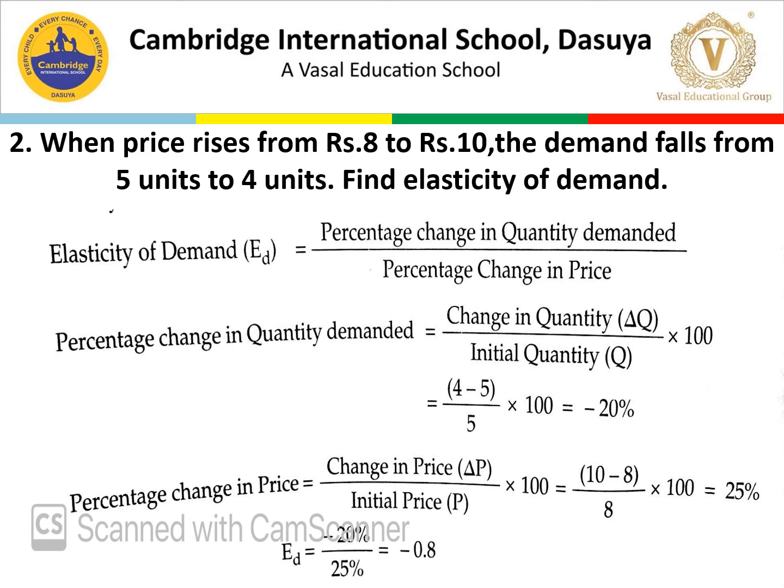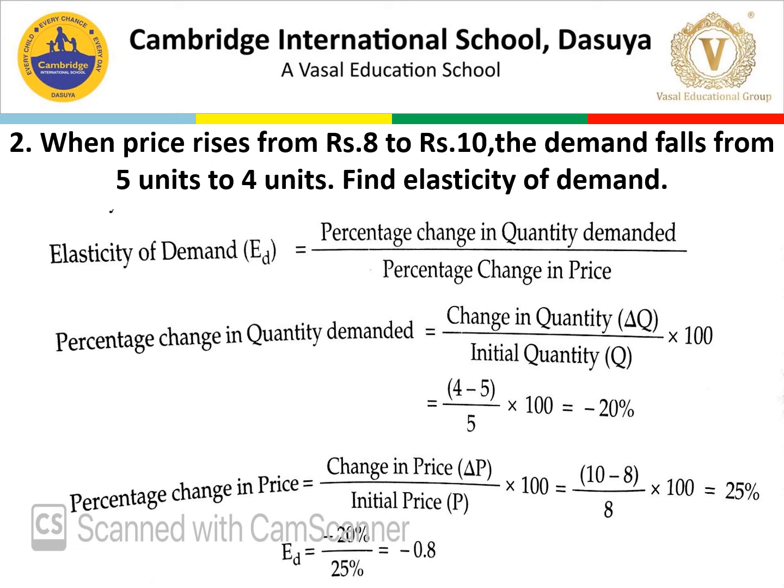So how are we calculating? Now the values will be a little bit shuffled. Percentage change in quantity demanded is again change in Q over initial Q, into 100. So what was the initial quantity? The initial quantity was 4 units. Now the new quantity is 5 units.